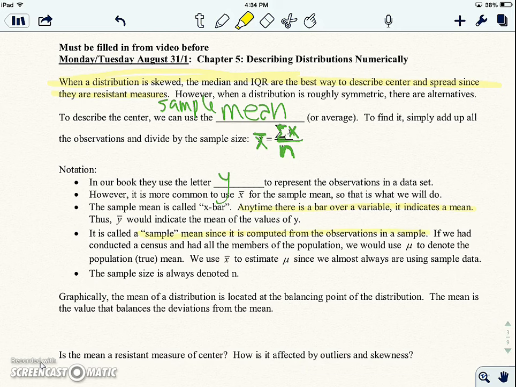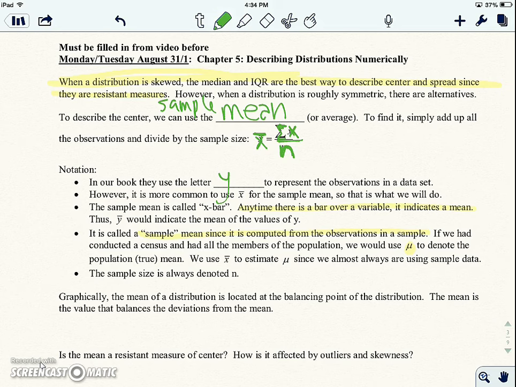If we had conducted a census and had all the members of the population, we could use mu to denote the population true mean. We use x bar to estimate mu since we almost always are using sample data. The sample size is always denoted n. So if I wanted to know the average GPA for all Hillcrest students, if I was able to get on Skyward and look up all the GPAs and find the average, that would be mu.